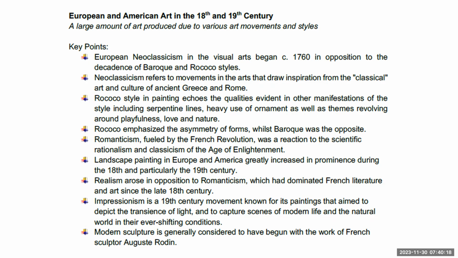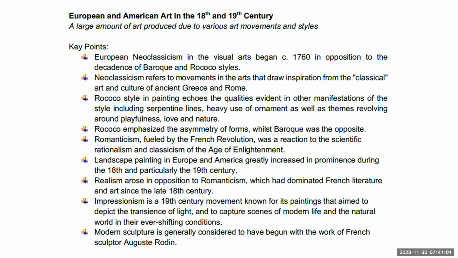Landscape painting in Europe and America greatly increased in prominence during the 18th and particularly the 19th century. Realism arose in opposition to Romanticism, which had dominated French literature and art since the late 18th century. Impressionism is a 19th century movement known for its paintings that aimed to depict the transience of light and to capture scenes of modern life and the natural world in their ever-shifting conditions. And modern sculpture is generally considered to have begun with the work of French sculptor Auguste Rodin.